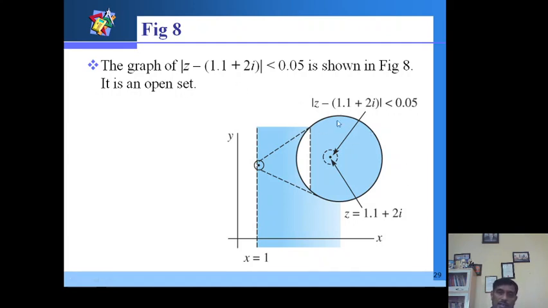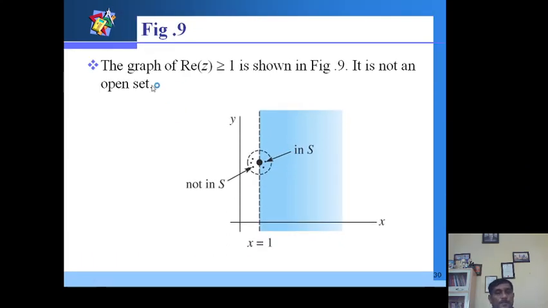First we mark the point 1.1, that is 1.1 comma minus 2i, where 2i is positive 2i here. This is the center point. Then we can make a circle with radius 0.05. If you see this, it is a circle centered at this point with radius equal to 0.05, which means it is an open set.